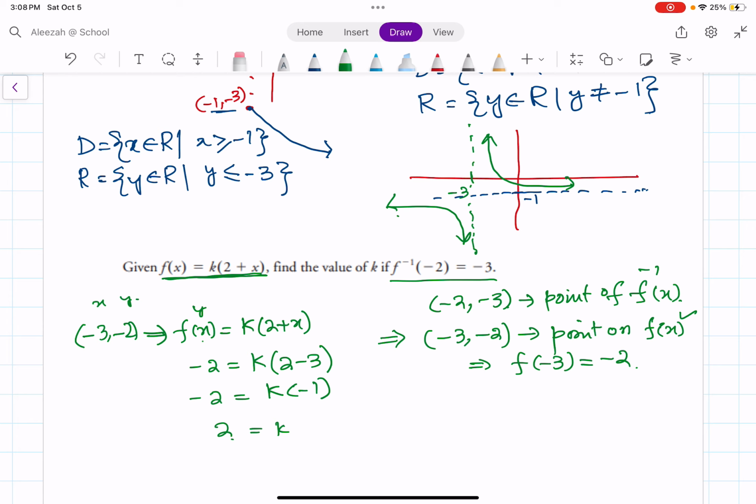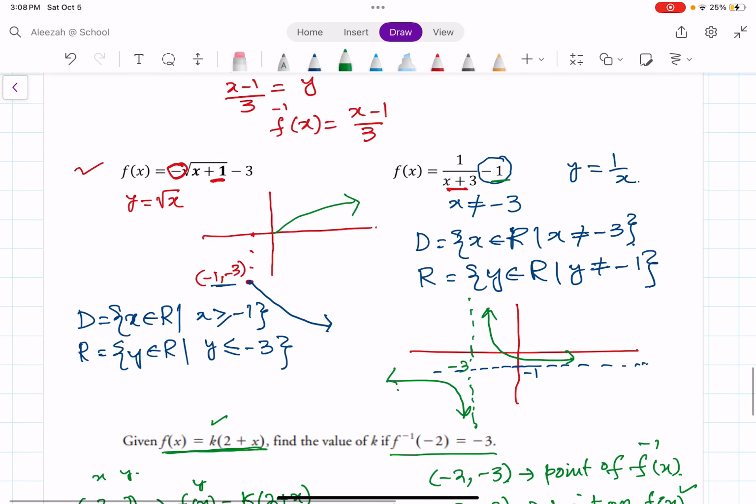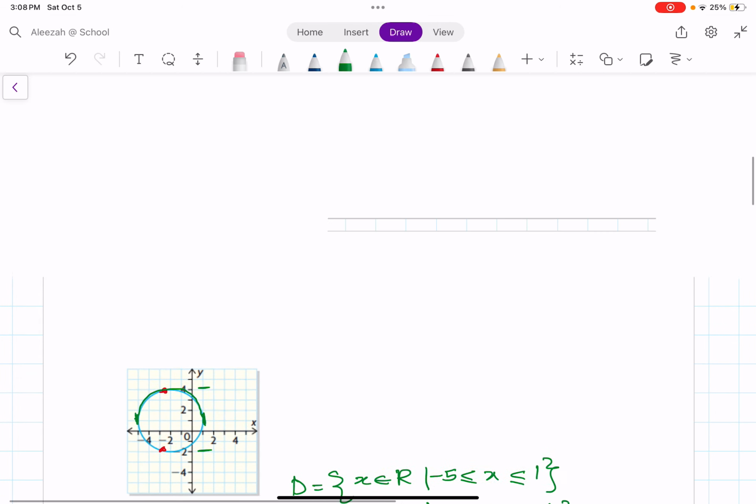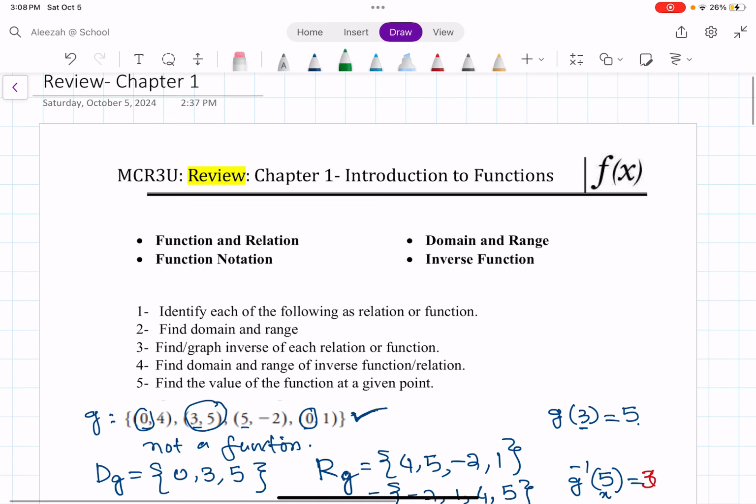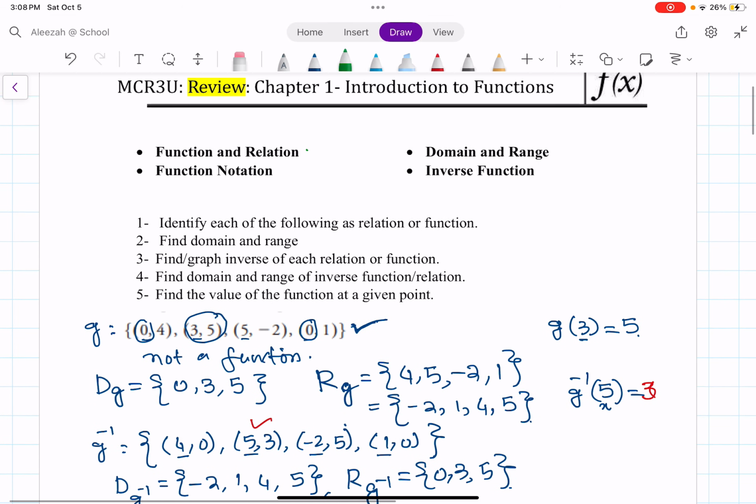So here we can use the point on the inverse to find out the point on the original function and use that point to find the value of a constant in a given equation. So that is all about function and relation, function notation, domain and range, and inverse.